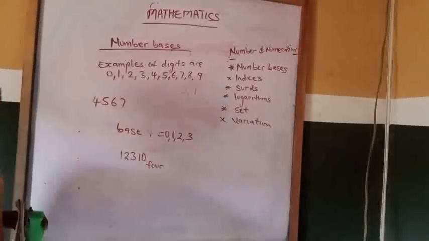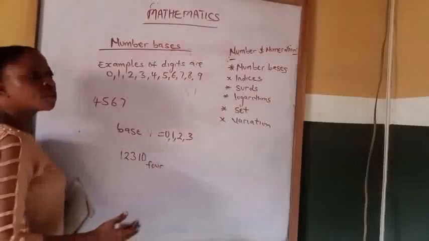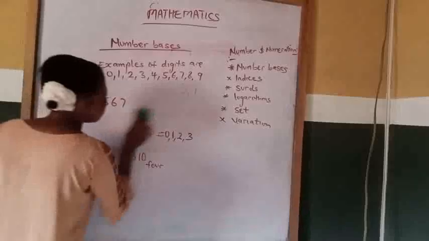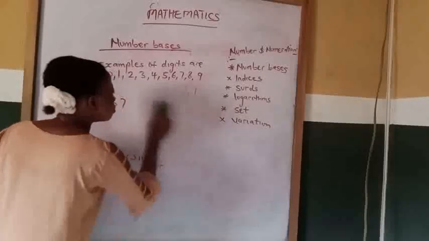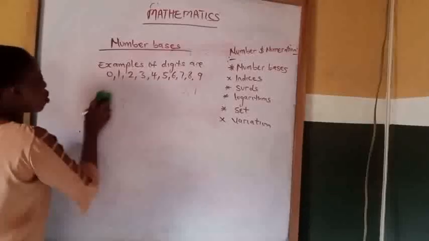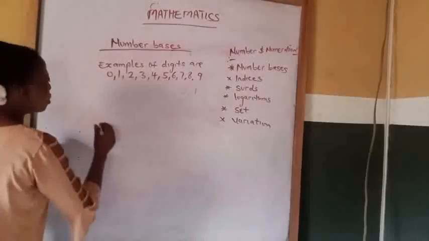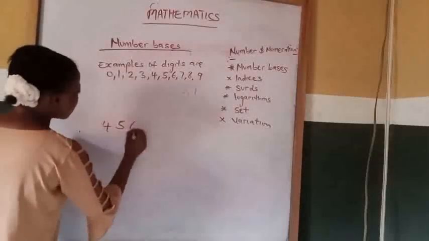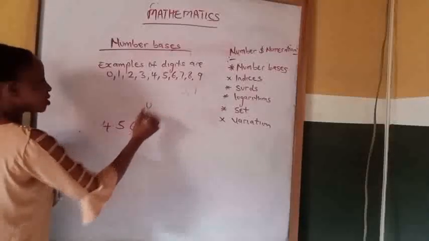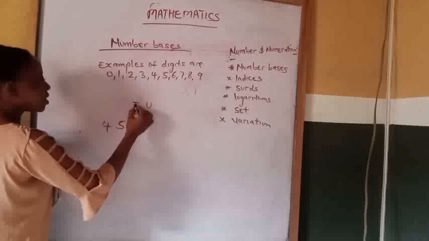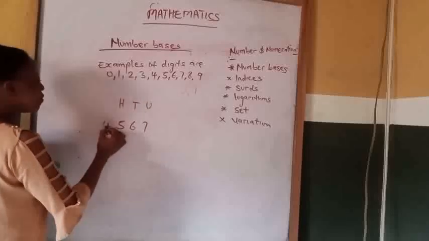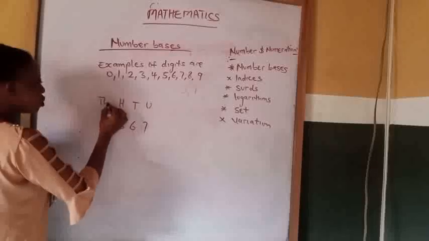So what are you going to use? You are going to use your method of tens and units to get your what? Your place value. 4, 5, 6, 7. Then 7 will be under what? Units. 6 is under tens. Then 5 is under 100. 4 is under what? 1000.